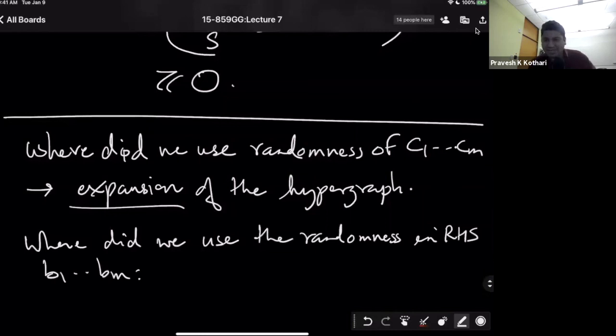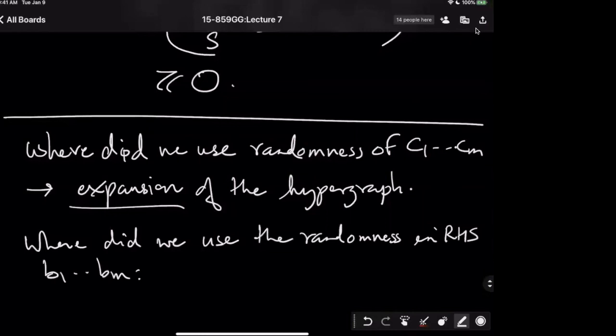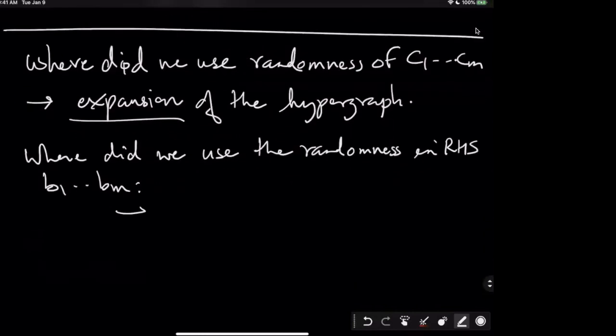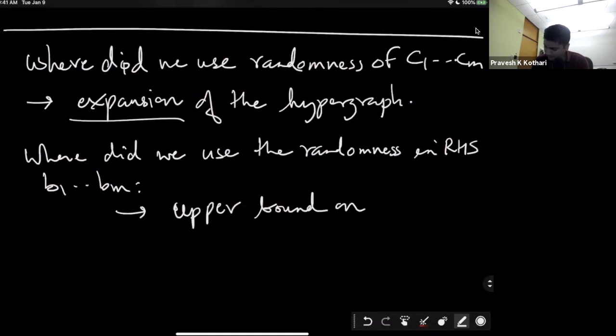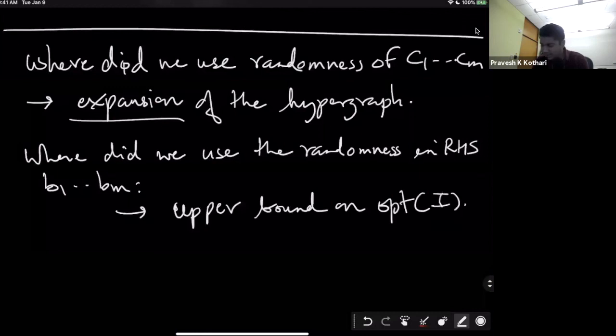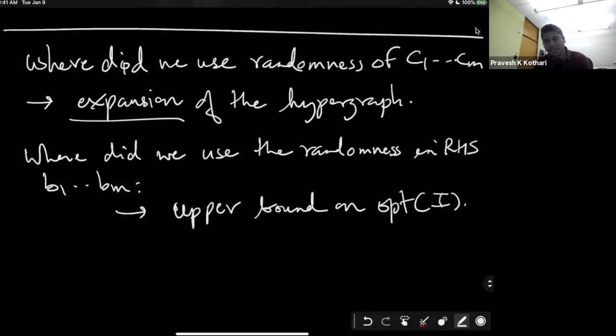Where did we use the randomness in the right-hand sides? Again, can someone unmute and tell me? Epsilon upper bound. Right, exactly. This was used to prove that the true value is small, so an upper bound on opt. So in some sense, the two random pieces of the construction were used in two separate ways. The randomness of the k-tuples that appear, we use in the expansion, and the randomness of the right-hand sides we use just to bound the true value.